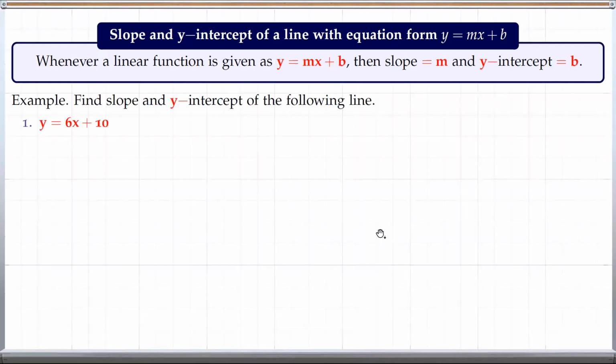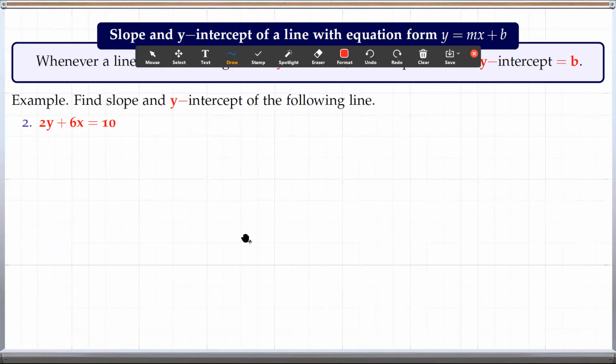Here is an example. Find slope and y-intercept of this line. So we just compare with the given form y equals mx plus b. So just comparing, we get m equals 6, the coefficient of x, and b equals 10. So this is the slope and this is the y-intercept. Let's look at the next example.